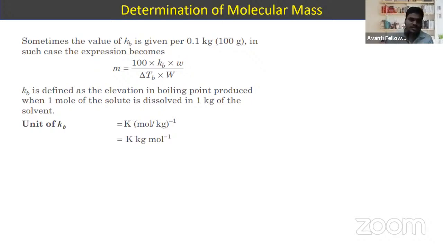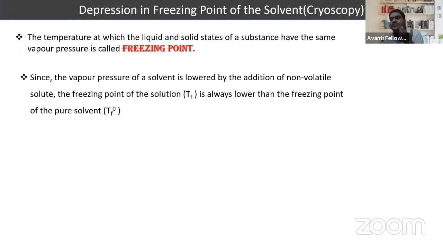Right? Okay. As we discussed already, the unit of the ebullioscopic constant is Kelvin mole per kilogram, or Kelvin kilogram per mole. So we can derive the units of Kb as well. Now, what is freezing point? This is another important colligative property, the third colligative property we study, that is, depression in freezing point.